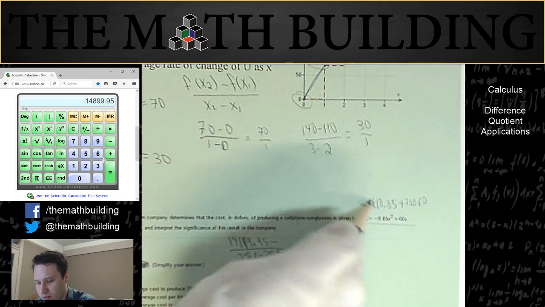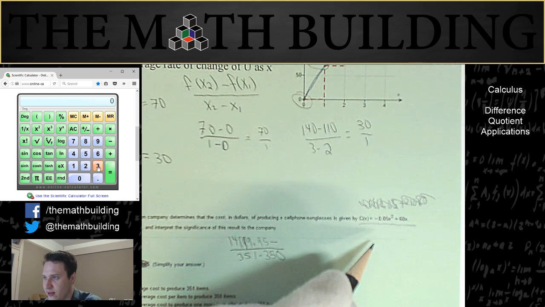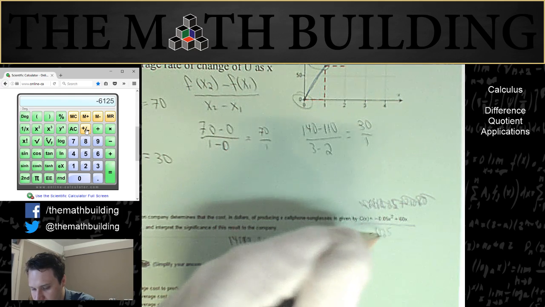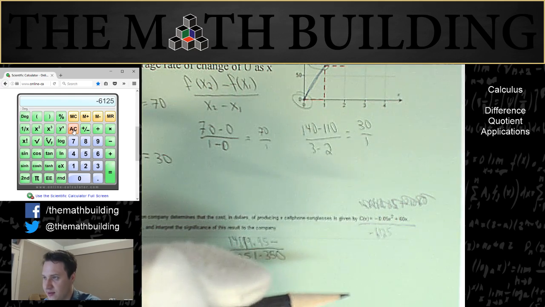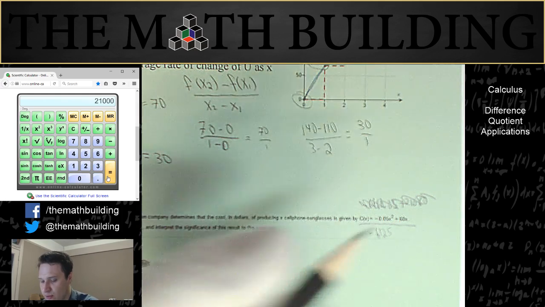So if it's okay, I'm just going to scratch this out. And let's calculate it again for 350. So I'll clear the calculator. 350 squared times 0.05 equals, and we slap on a negative, we get negative 6125 here, and 60 times 350 is equal to 21,000.